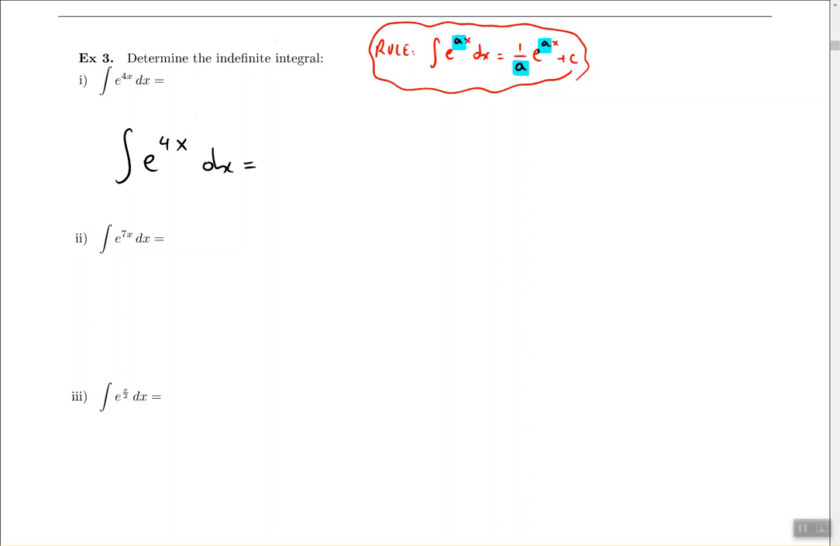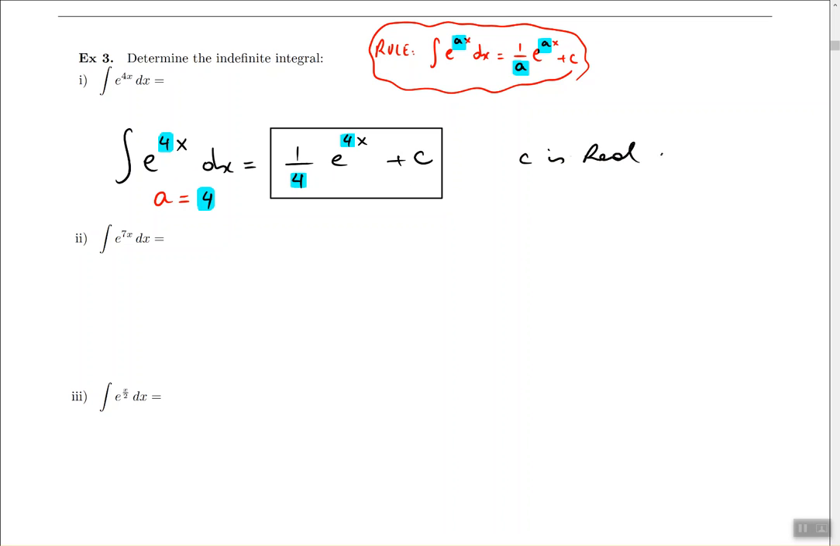So what you want to do in these problems is identify what a is. Once you know what a is, it's pretty much downhill from there. So the a in this problem is going to be the number 4. Once you write down what a is, then just use the rule. 1 over 4 e to the 4x plus c. And so that's pretty much it. The a just gets written a couple times, and you are finished with the problem. Keep in mind that c is a real number.